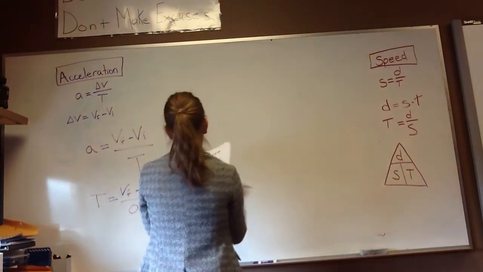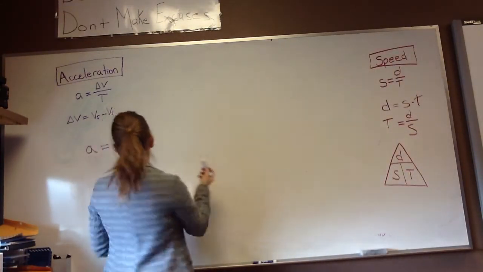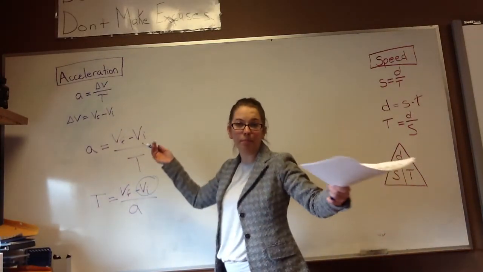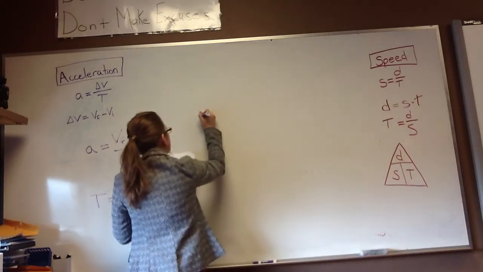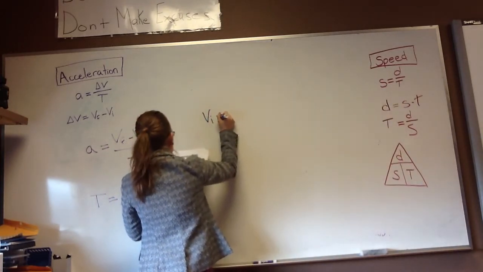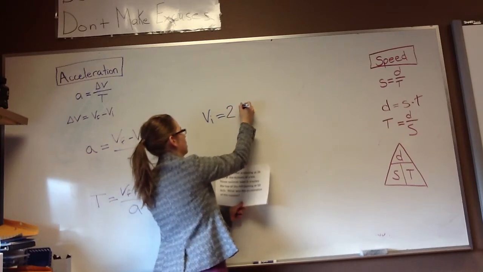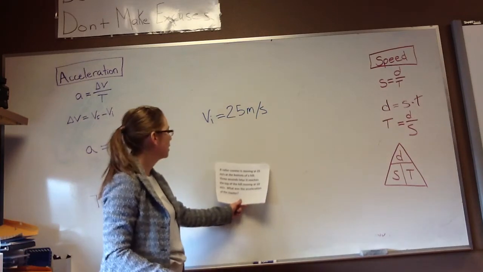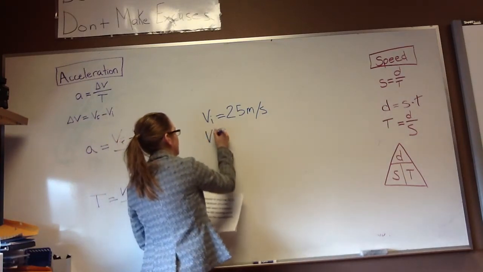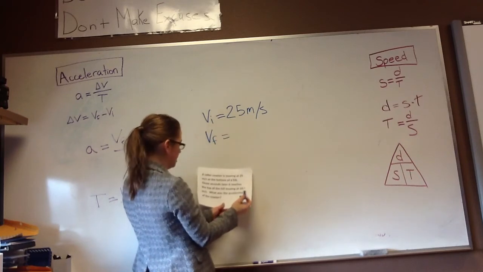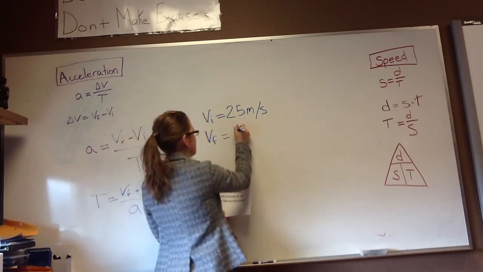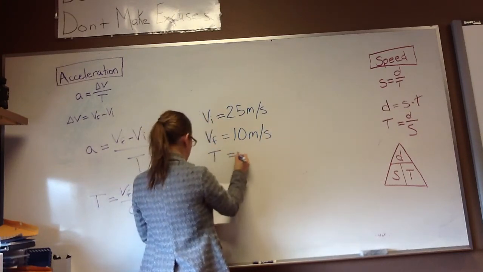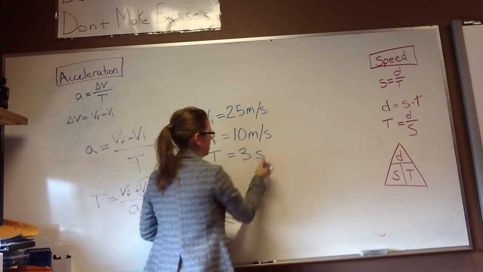Well, we know that its initial velocity is where it is at the beginning of the problem, bottom of the hill. So initial velocity is 25 meters per second at the bottom of the hill, and its final velocity at the top of the hill is this, 10 meters per second. It took us 3 seconds to get there.